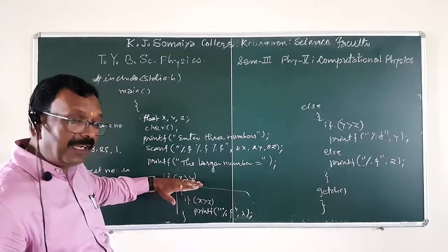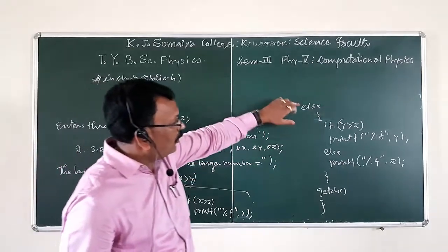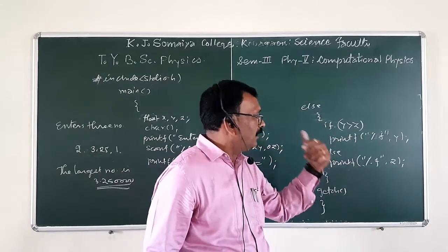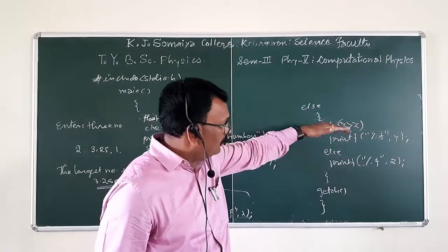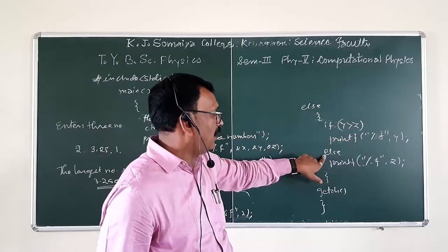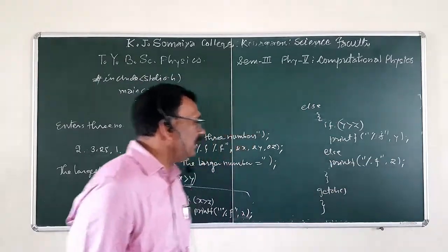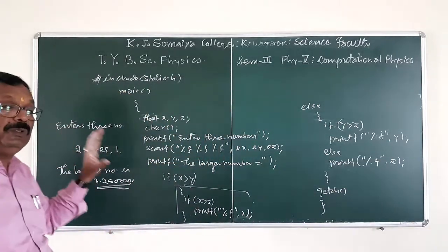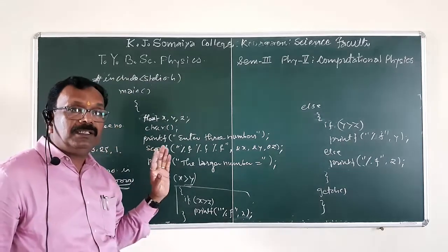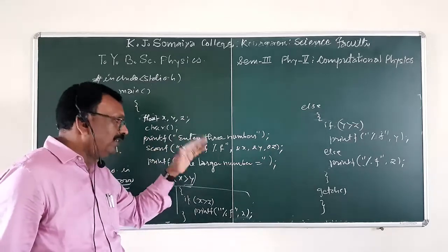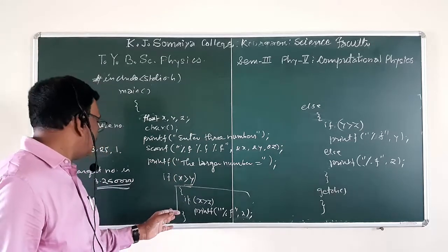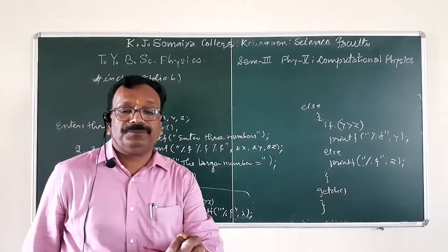If this condition fails, then control comes here and checks whether the second number is greater than the third number. If yes, then print this. If this condition is false, then control skips this statement and comes to the else statement and prints that the third number is the largest number. In this way, when the user enters any three numbers through the keyboard, the computer reads the numbers, executes the result with the help of the nested if-else statement and gives the desired output.